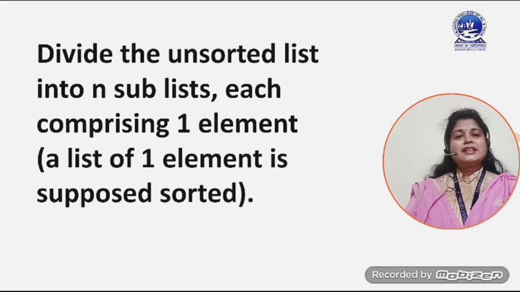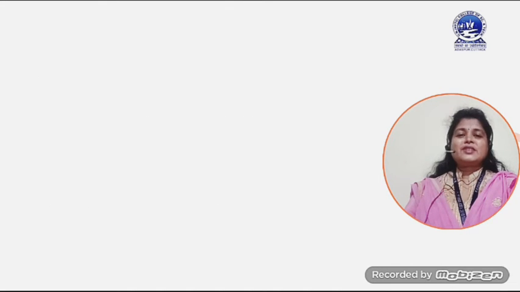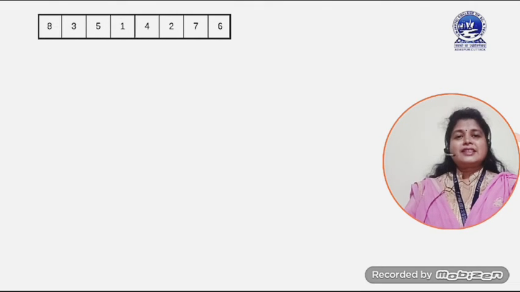Divide the unsorted list into n number of sublists, each comprising one element. It means that you will divide the list again and again, so that each sublist consists of only one element. Okay, now I am just explaining it by using a list. Let the list consist of 8, 3, 5, 1, 4, 2, 7, 6.